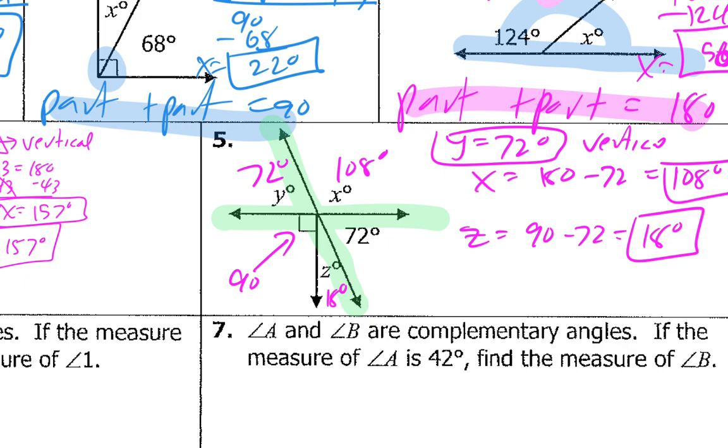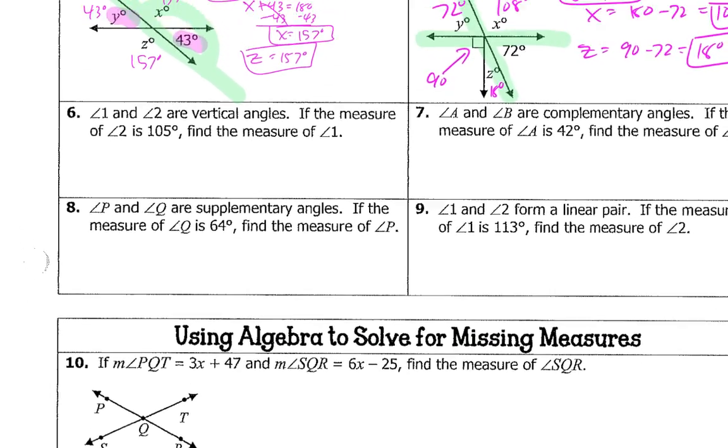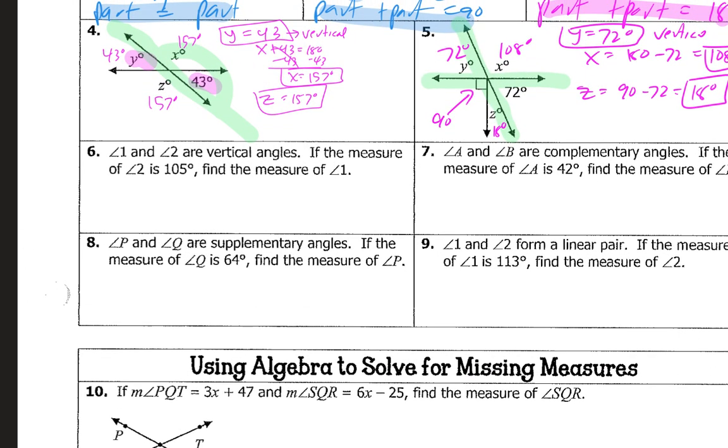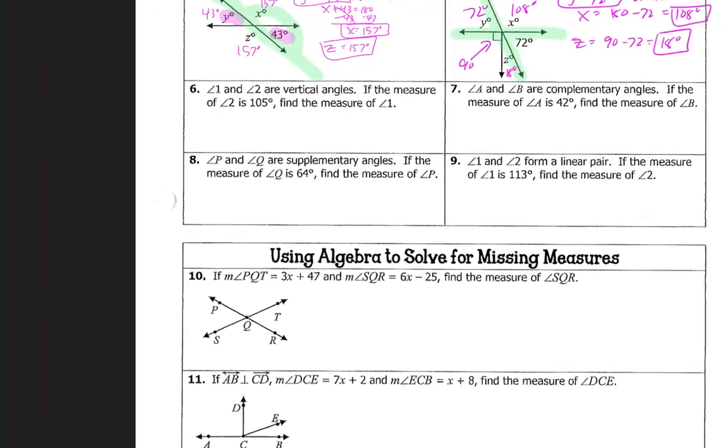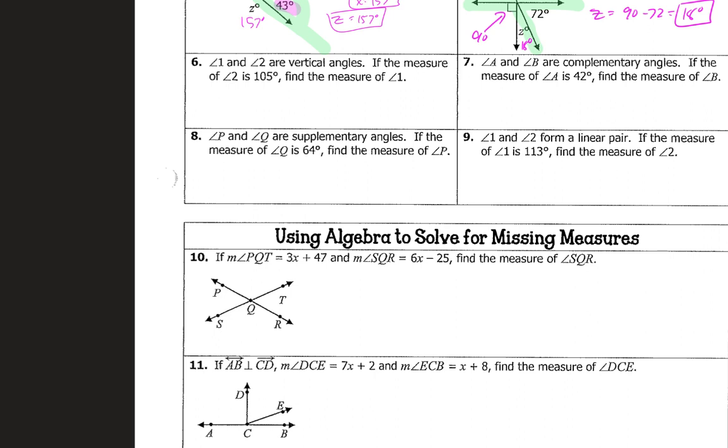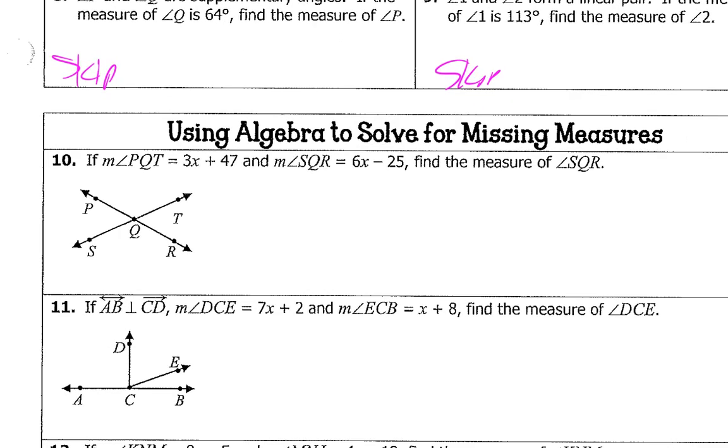Okay, nice. All right, so keeping that in mind, let's go ahead and skip these next ones and let's go down to 10. So we're going to skip these. Okay, so keeping those in mind, let's do some algebra. All right, so if PQT equals this, let's trace that out. Let's go and get our highlighter. Let's say PQT is that. Let's go and write that in. That's going to be 3x plus 47, right?